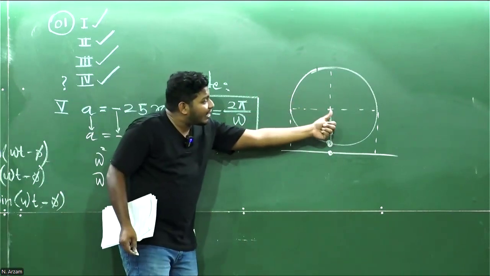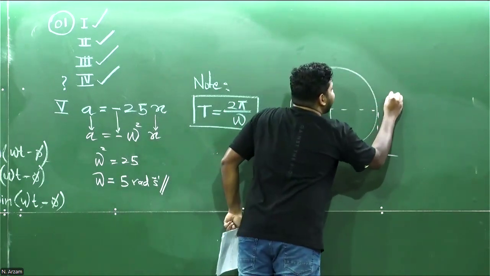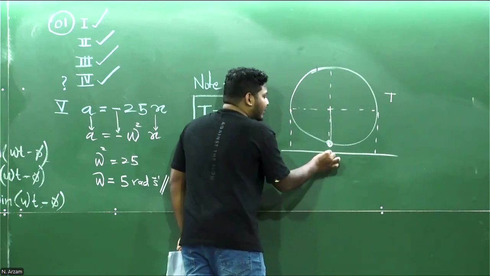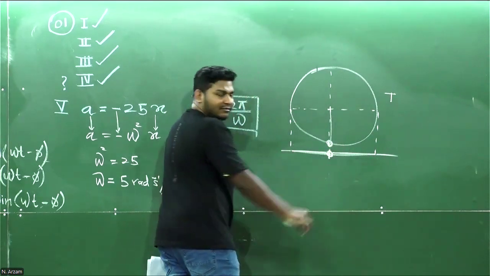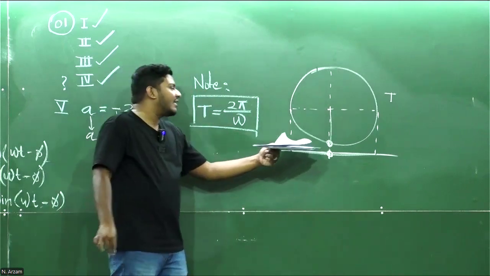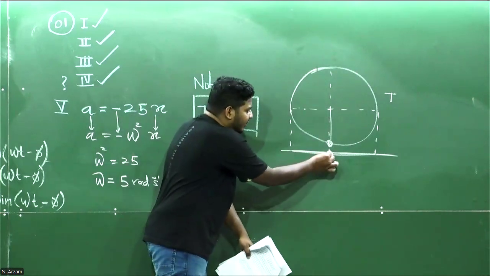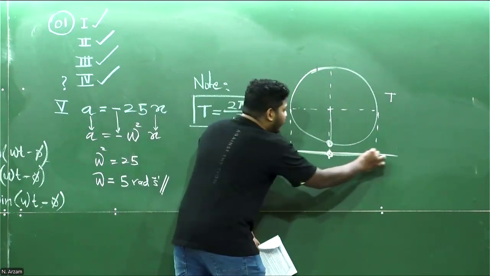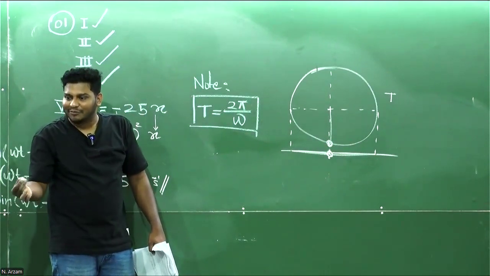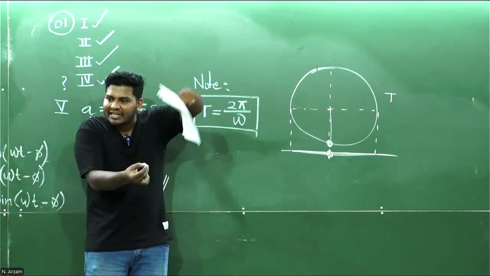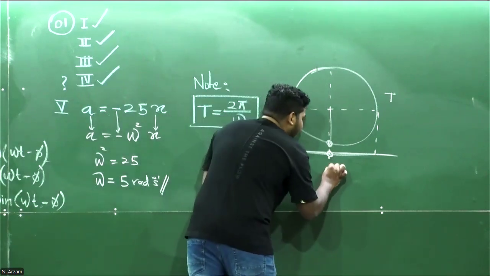To complete a full rotation, this will take, let's say, capital T time. What is the time this will take for the oscillation? If the particle takes capital T time to complete a full rotation, what is the time taken to complete a full oscillation? That is also T. Why? Because both are happening in the same instant of time, no? Both are the same, right? So this is also T.